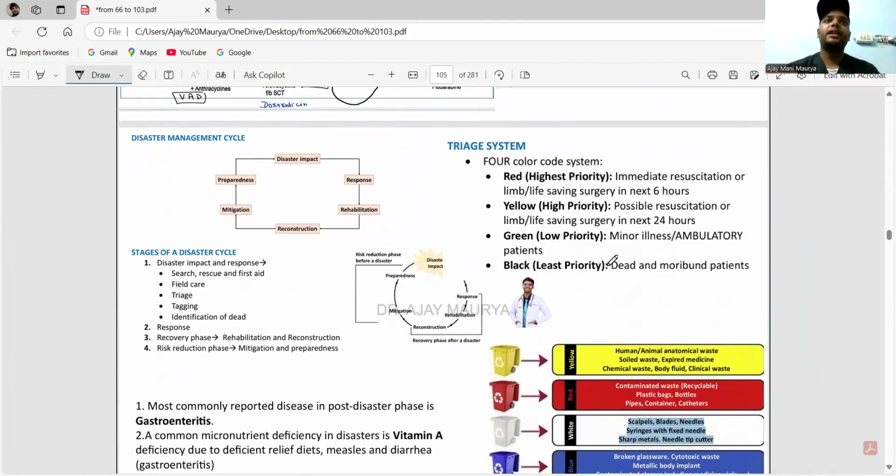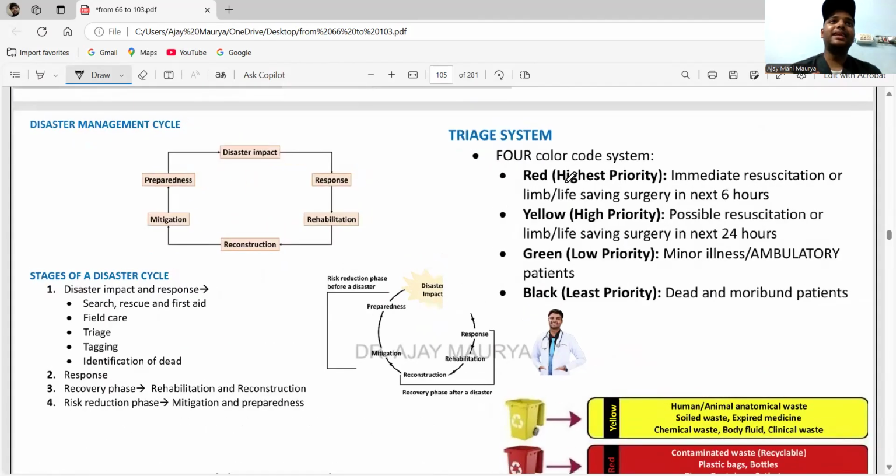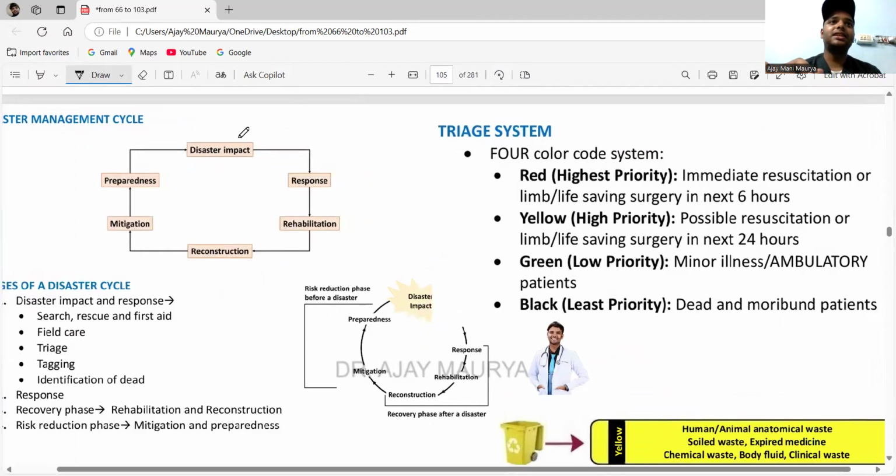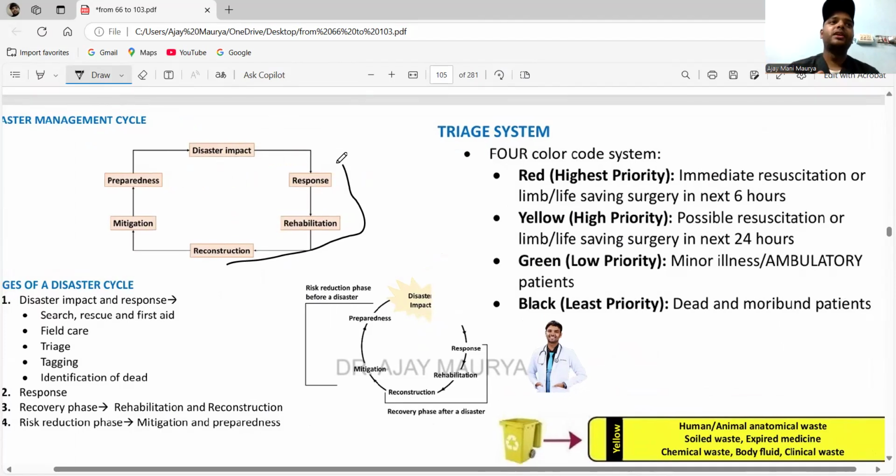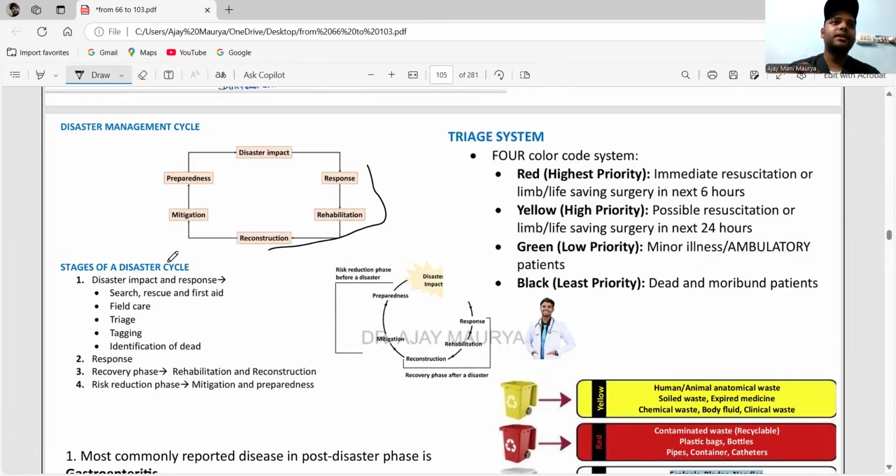Next one, coming to disaster management. First of all, you have to know about the disaster cycle. First one is the disaster impact. Next is response, rehabilitation, reconstruction, then mitigation and preparedness. Disaster impact, response, rehabilitation, reconstruction, mitigation, preparedness. This is the cycle you have to remember.